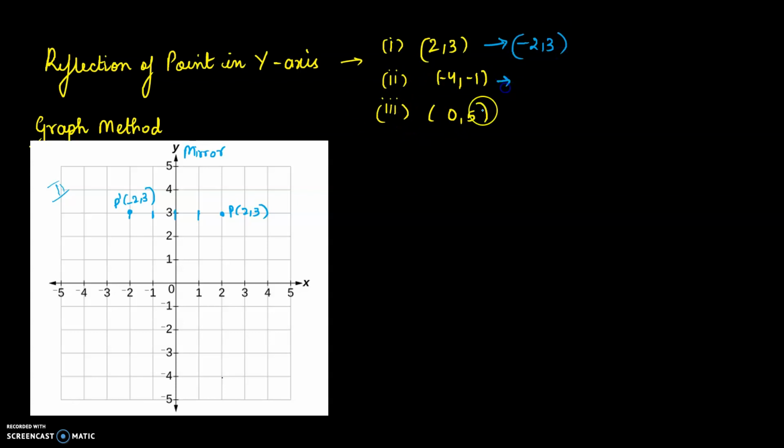Now for (-4, -1), by the formula method, you have to keep the y coordinate the same and change the sign of the x coordinate. That is (4, -1). In this case, this will be (0, 5) since it's an invariant point. So in the y-axis, we have to keep the y coordinate the same and change the sign of the x coordinate. If it's positive, we convert it into negative, and vice versa.